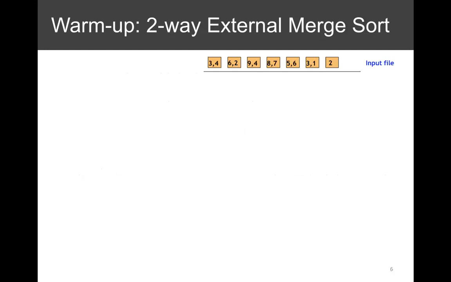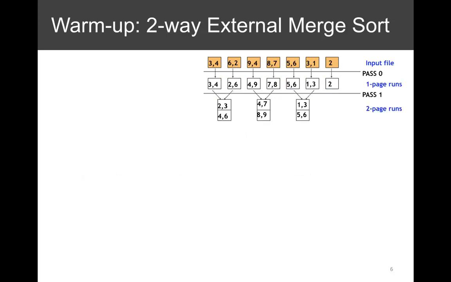Okay, here's an illustration: a toy file where these are the sort key values slotted into pages: 3, 4, 6, 2, all the way to some number of pages. In the first pass, pass 0, which is the sort phase, you read each page one at a time into memory and then use internal sorting on those pages. So 3, 4 is already sorted. 6, 2 is sorted in increasing order, say 2, 6. 9, 4 becomes 4, 9, and so on. You've written that out to disk.